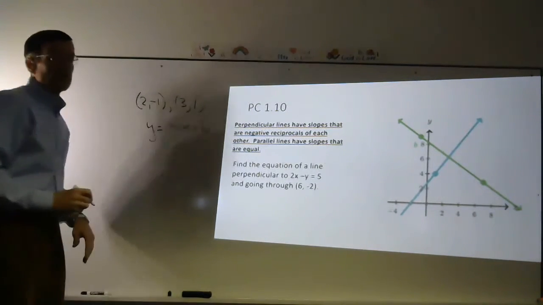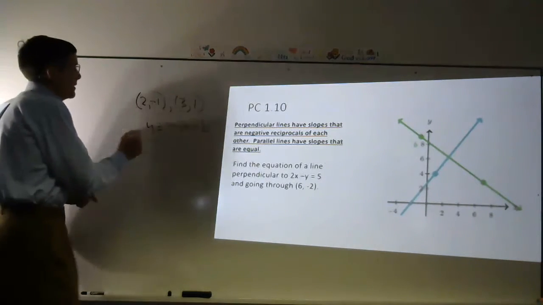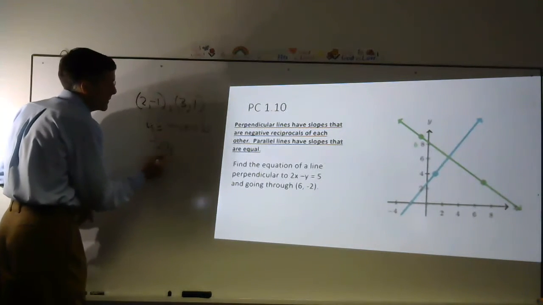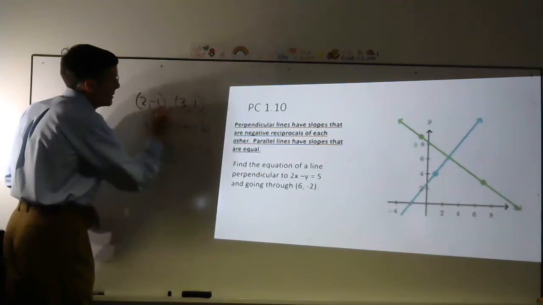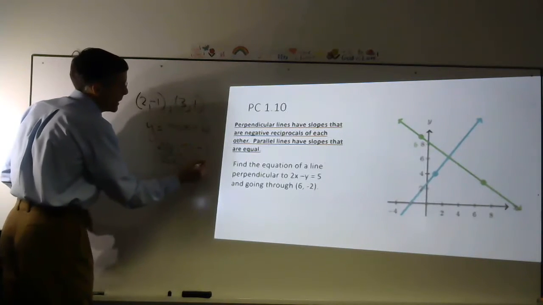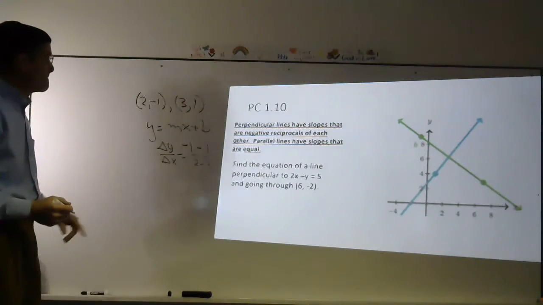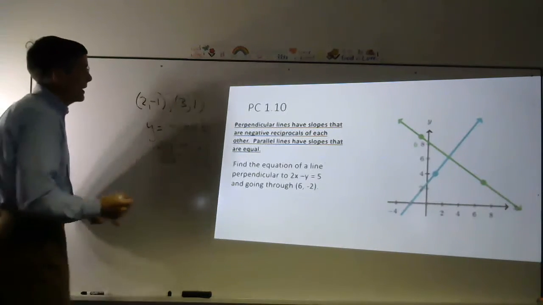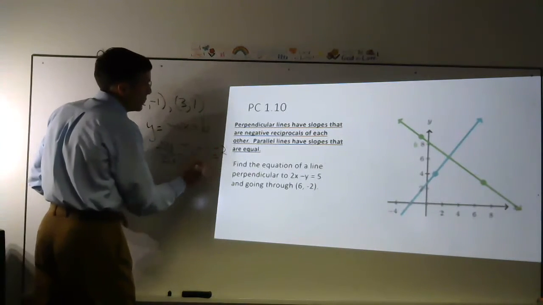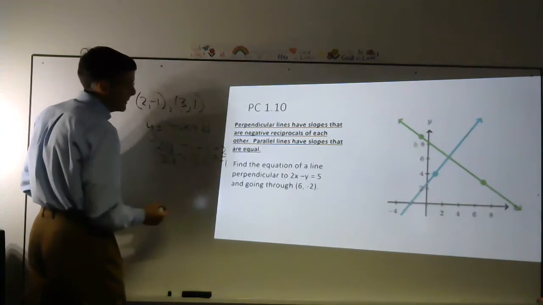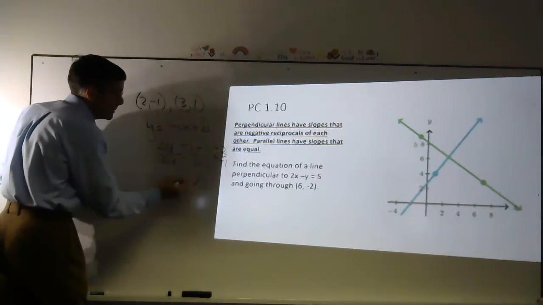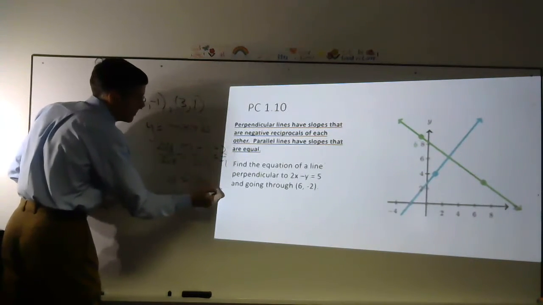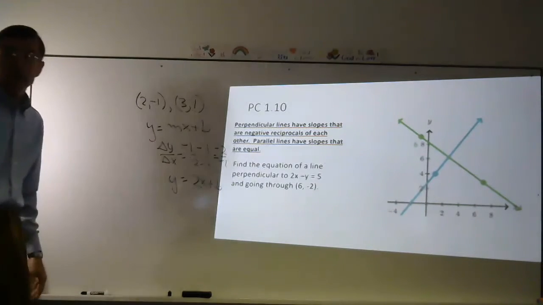So I need the slope. Slope is delta y over delta x. Subtract the y values, -1 minus 1, and the x values, 2 minus 3. -1 minus 1 is -2. 2 minus 3 is -1. I get a slope of 2. So I know my equation is y = 2x + b. I put the 2 in for the slope.